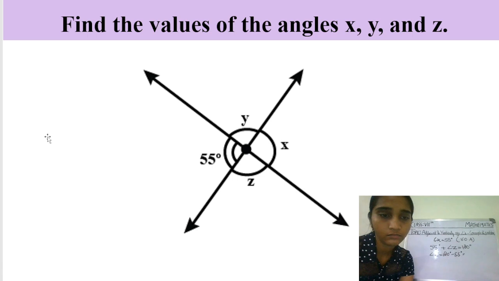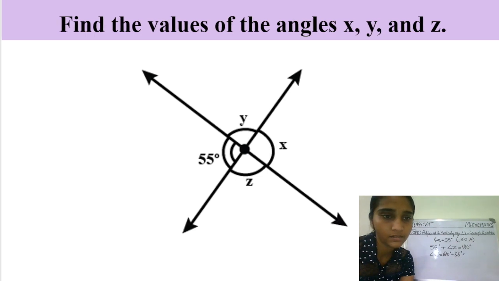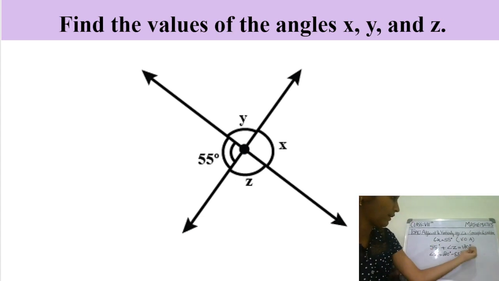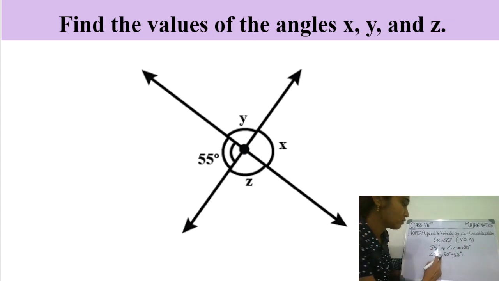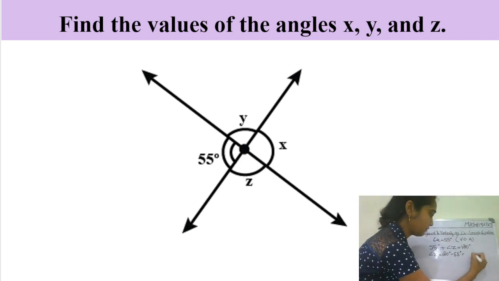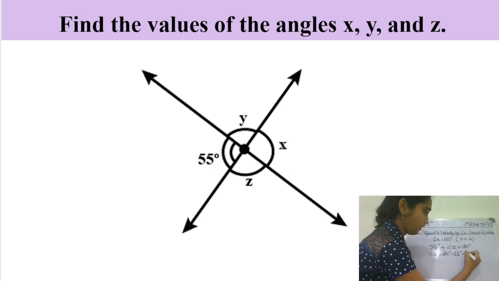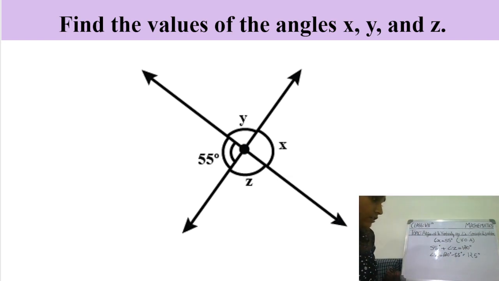Yes, you can solve it meanwhile. Very good students. So angle, we can take 55 to that side, it will be minus. So 180 minus 55 will be, very good, 125 degree, right? We have found out angle Z also.